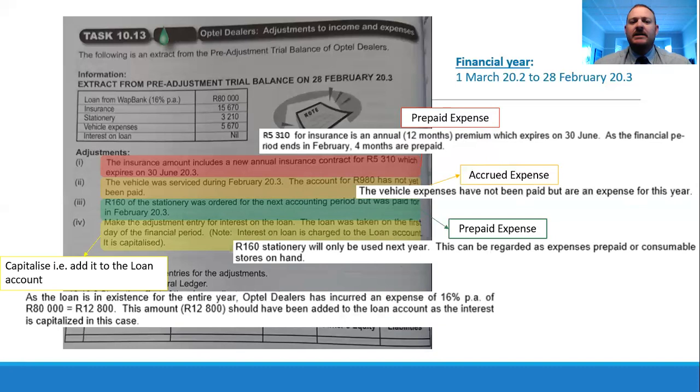So when you see the word capitalize, it means you have to add it directly to the actual loan account. So if you work out what the interest is for this particular financial year, you times that 80,000 Rand by 16%, and you'll see your calculation for interest is going to be 12,800 Rand for the year. But we'll have a look at this transaction now as well.